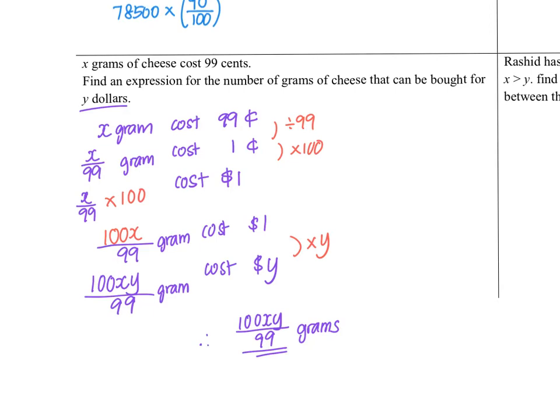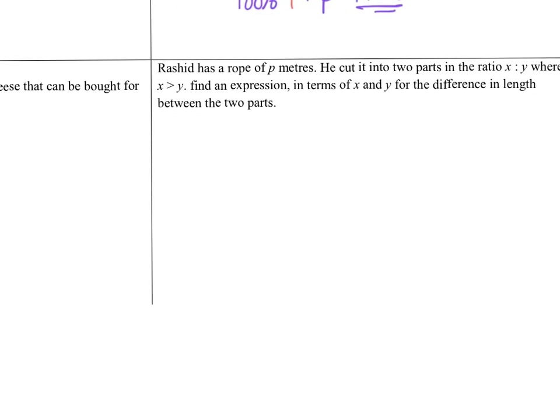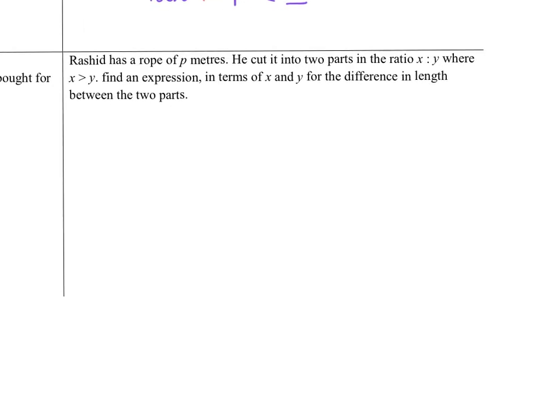Now, following this type of example, we will try one more question before we end off for the day. So one more question in terms of ratio, but in terms of algebra. Rashid has a rope of p meters. He cuts it into two parts in the ratio x is to y, where x is greater than y. It's difficult to understand questions in terms of algebra like that, so let me give an example.